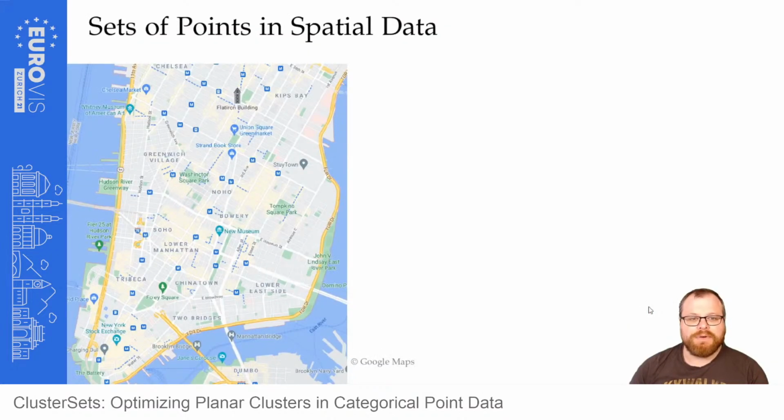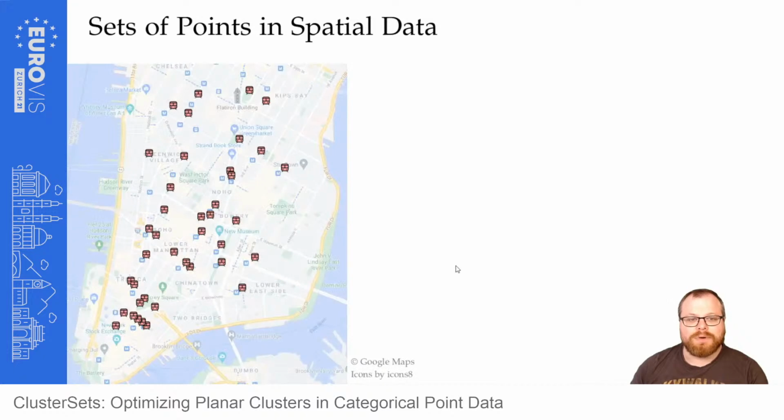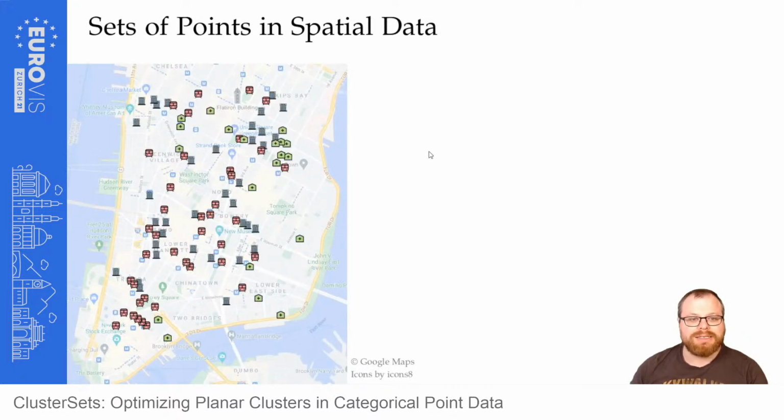Imagine you have a map, for example, of Manhattan here, and there are a bunch of points of interest that you want to visualize. For example, you're interested in subway stations, in hotels, and in hospitals. This gives us different sets of points, and these sets we want to visualize while keeping the spatial locations. There are already a few algorithms that do that.